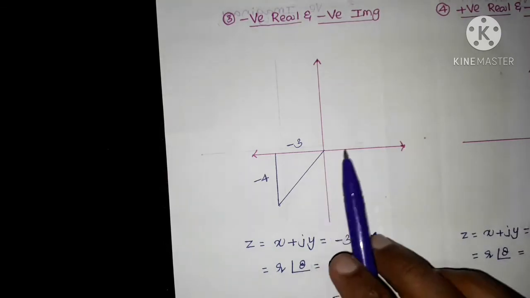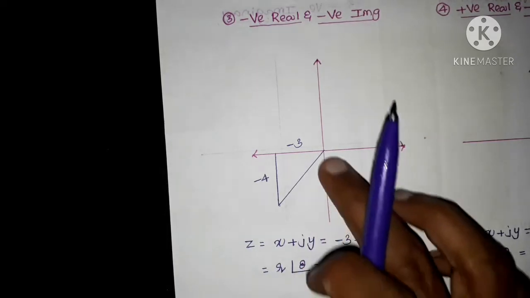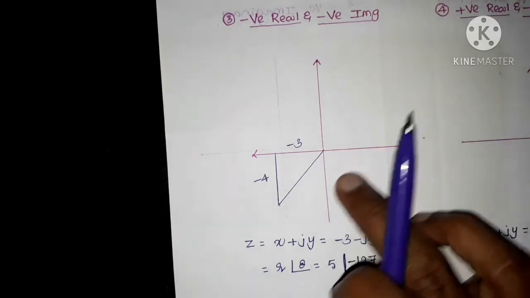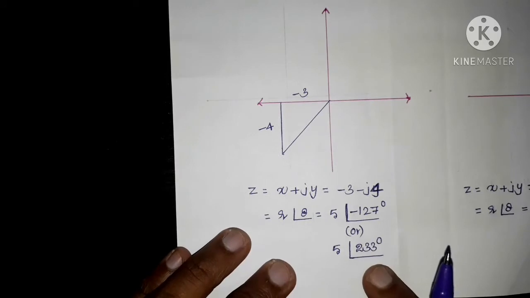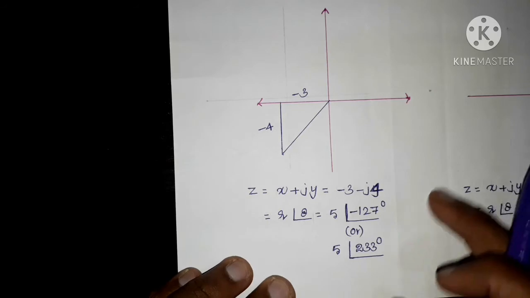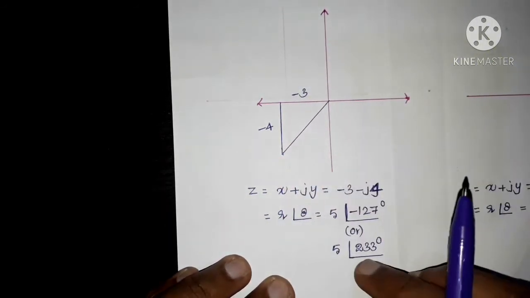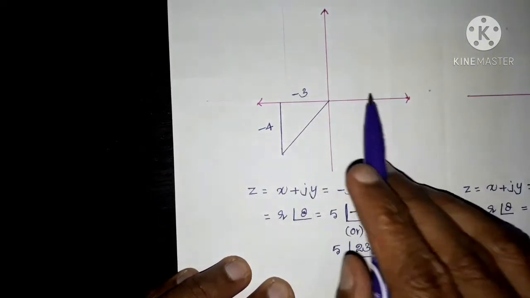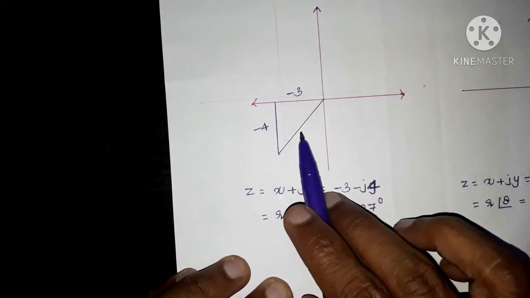So here minus 127 means the resultant vector is making an angle of 127 degrees with the reference in the clockwise direction. The same minus 127 can be represented as 233. So 233 means a positive angle, and a positive angle means anti-clockwise direction. So the resultant vector is making an angle 233 with the reference in the anti-clockwise direction. So in this, the angle is 233 and this angle is 127.